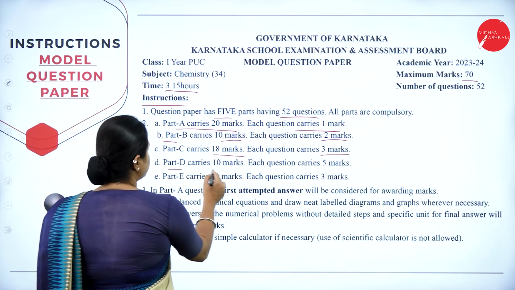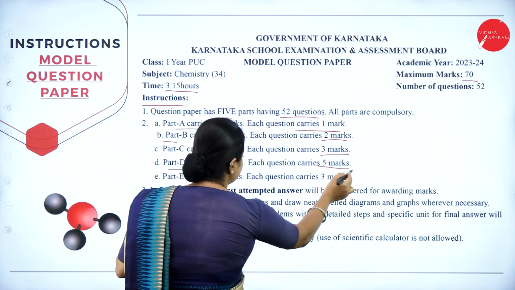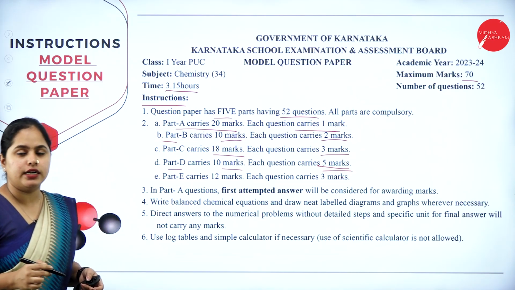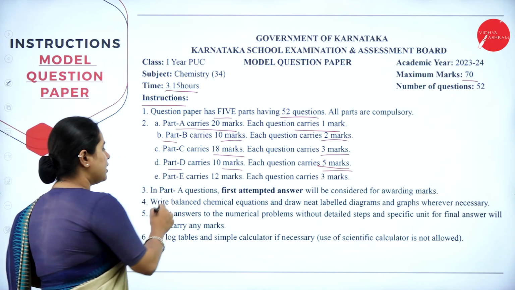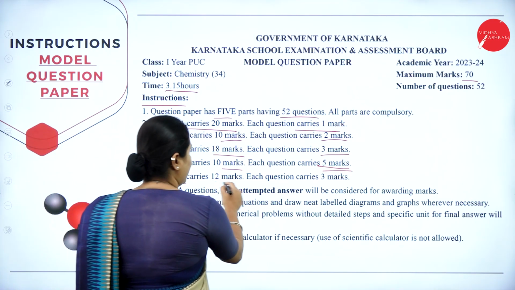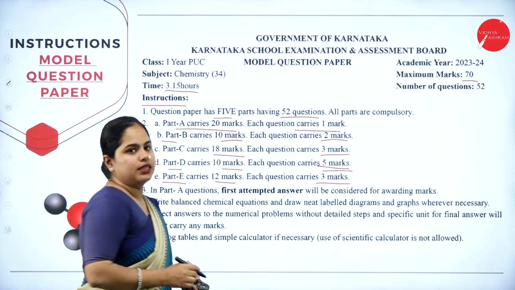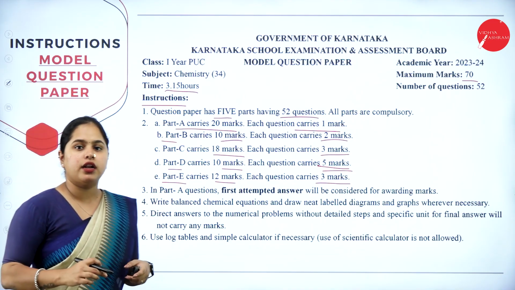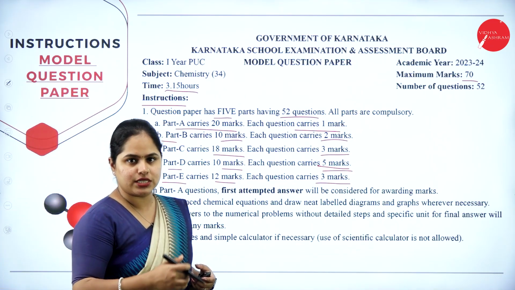Now Part D also carries 10 marks. Each question carries 5 marks. So Part D contains 5 mark questions, and the last part which I told you, which is exclusively for numericals, carries 12 marks and each question carries 3 marks. In each of these parts, how many questions are there, we are going to discuss in the next slide.